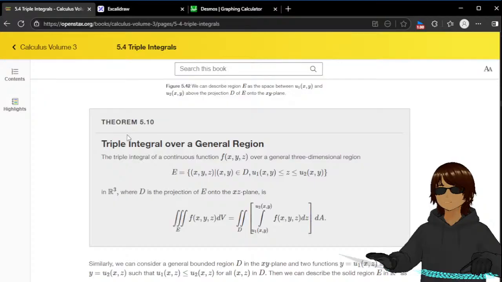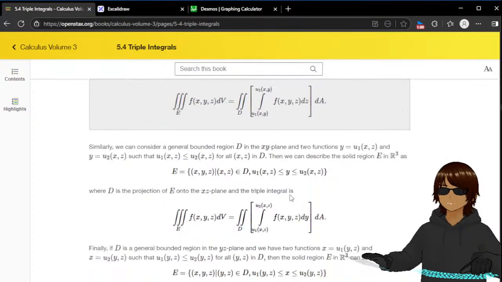Triple integral over a general region. The triple integral of a continuous function over a general three-dimensional region E in R cubed, where D is the projection of E onto the xy plane, is this. We have the integral with respect to z first, and then we do the integral over the area.